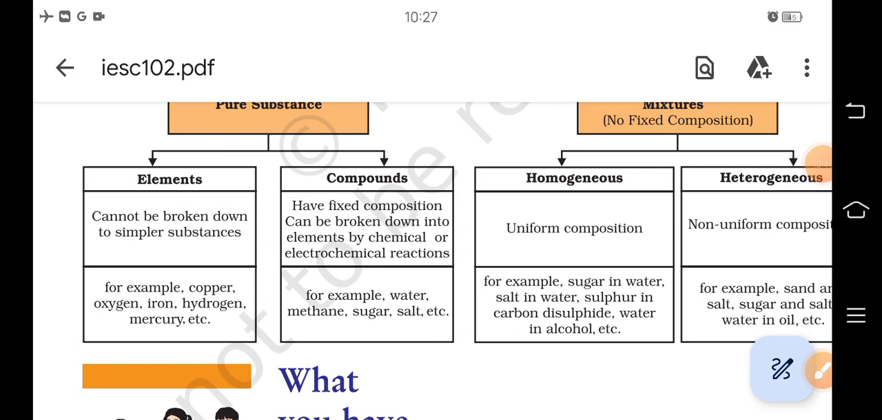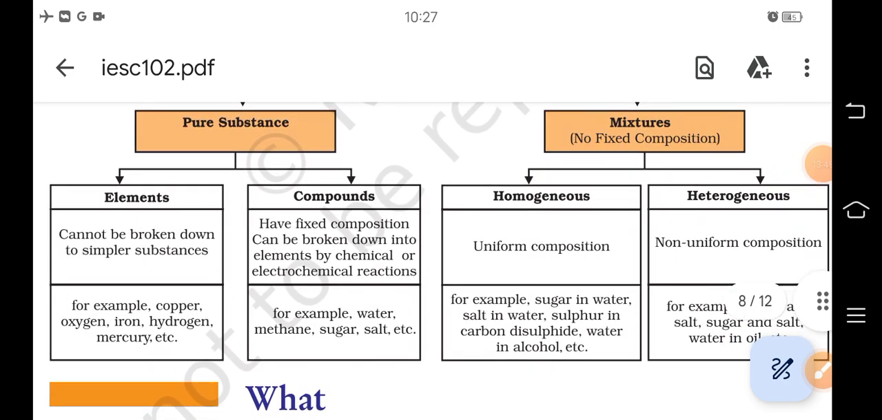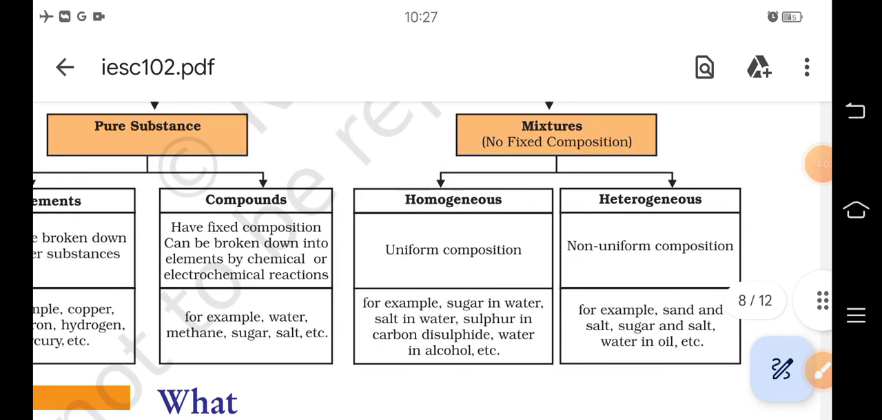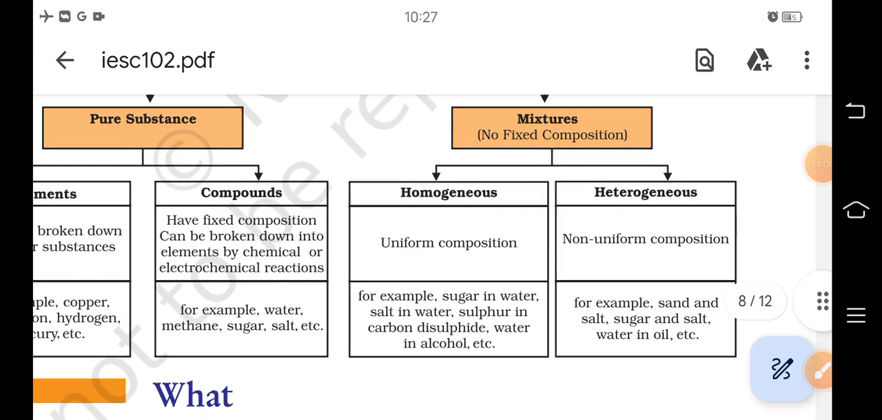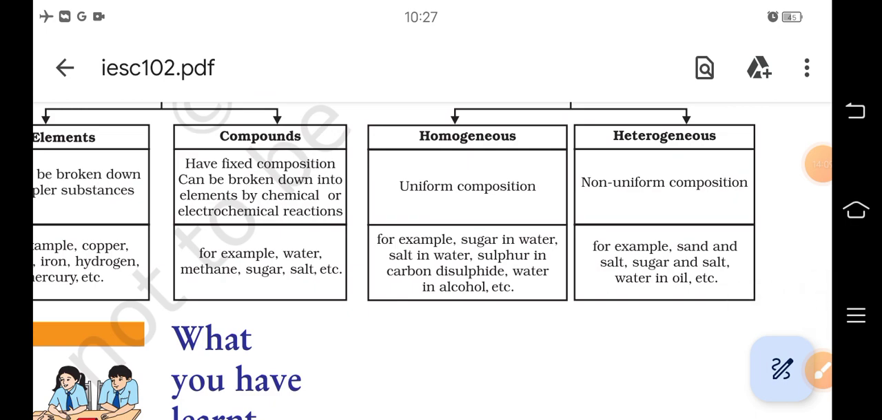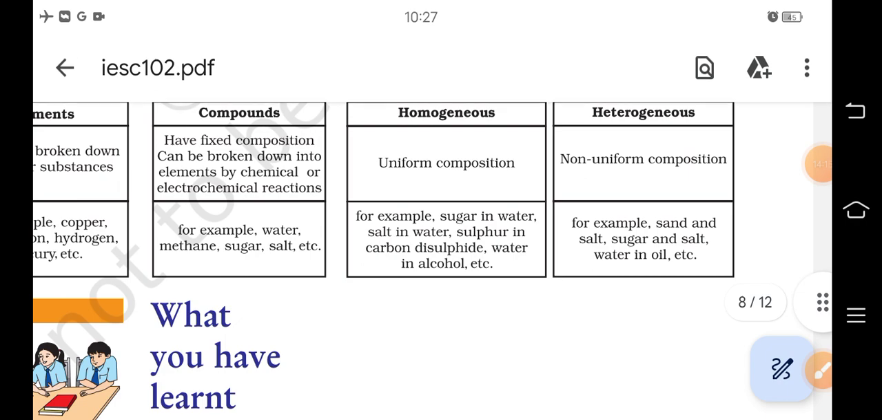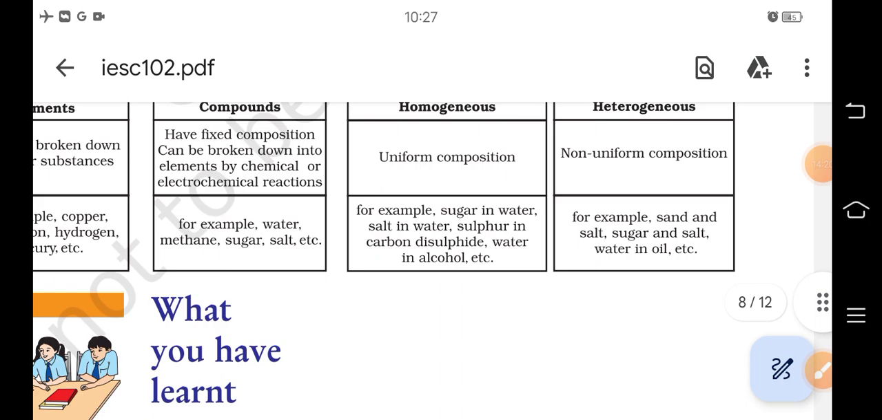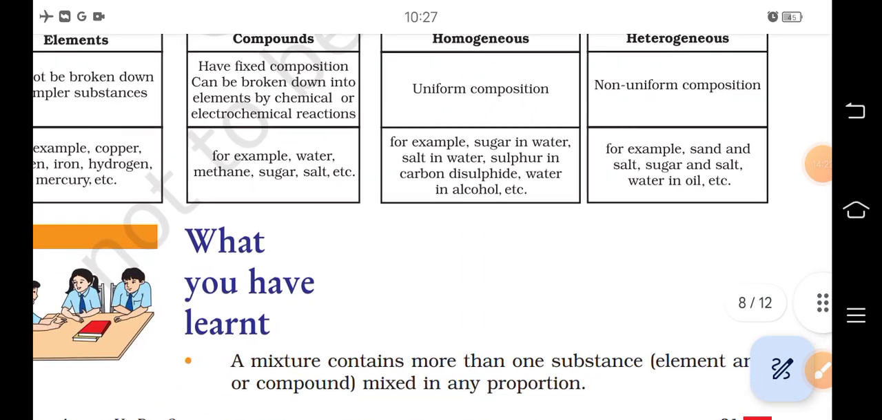Compounds have fixed composition and can be broken down into elements by chemical or electrochemical reactions. For example, water, methane, sugar, salt, etc. Mixtures have no fixed composition. Homogeneous: uniform composition, for example, sugar in water, salt in water, sulfur in carbon disulfide, water in alcohol, etc. Heterogeneous: non-uniform composition, for example, sand and salt, sugar and salt, water in oil, etc.